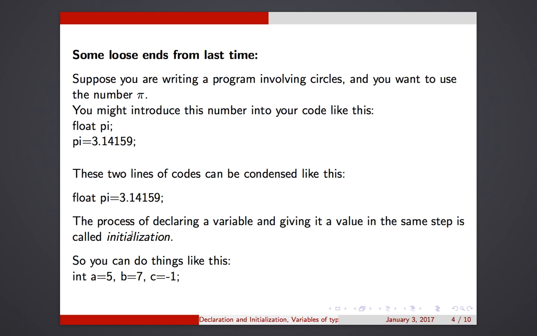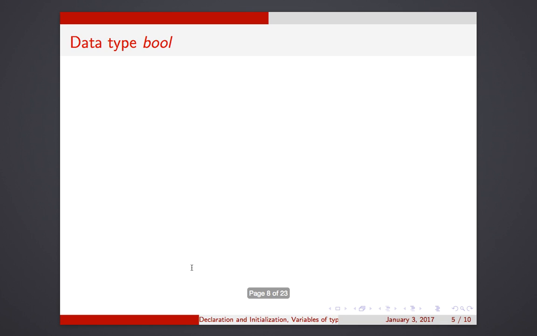So you can combine this slide and the last slide to do things like this. You can create storage spaces and give them values all in the same line of code if they have the same data type. So you can create 3 integer variables with those 3 values if you want to, all in a single step. Okay, so that's all the loose ends from last time, just shorter ways to write the code. Now let's move on to new data types.